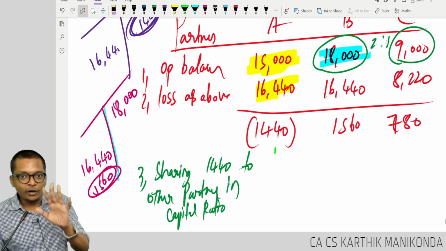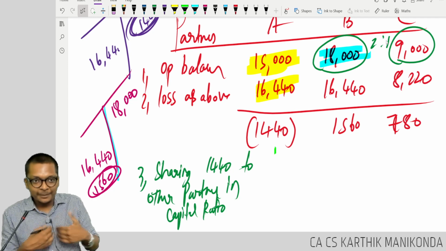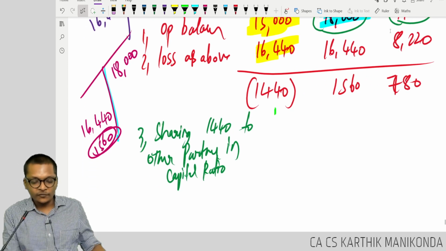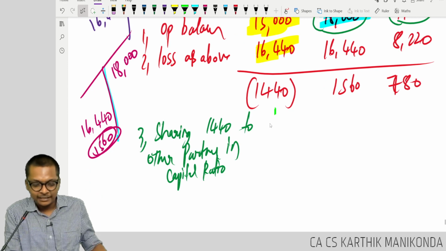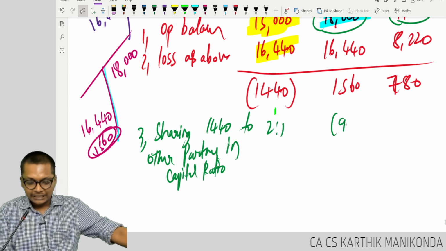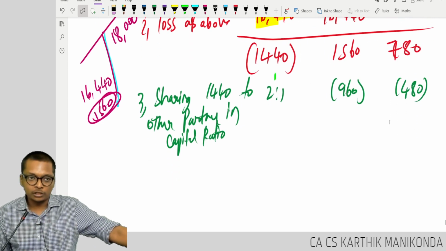In this sum, fortunately, capital ratio and profit ratio are the same. So in the exam, by mistake, if you did 2:1 also, it is the correct answer. Okay. So this 1440 should be shared between B and C in the ratio 2:1. How much is that? 960, 480. I will reduce the loss, add more loss.